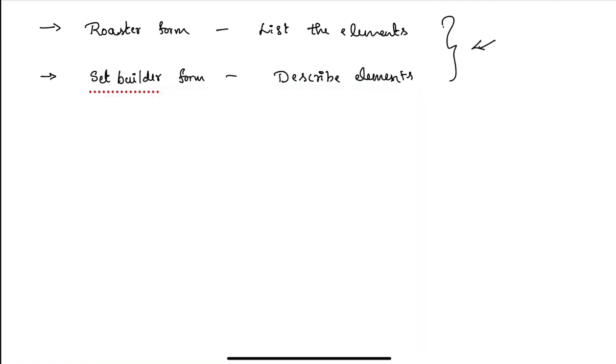Suppose I give an example. I have a set A. What are these elements? I think now you know. This is basically the multiples of 3, right?